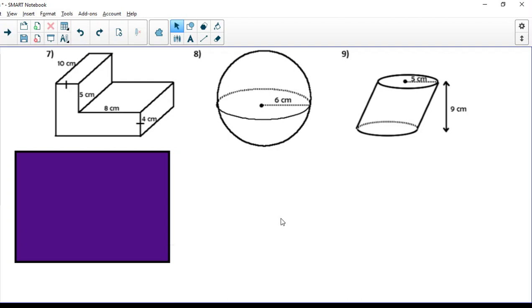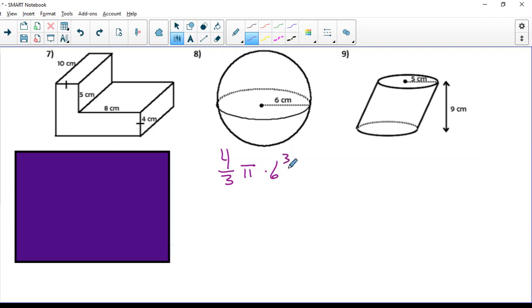Let's do kind of a more difficult one. So let's look at number 8, and you guys can tell I'm going to have you do number 7, but look at number 8. Here I've got a sphere. So I'm using that sphere formula. This is 4/3 times pi times the radius cubed. So here our radius is 6. So this could be times 6 cubed, which is 6 times 6 times 6.